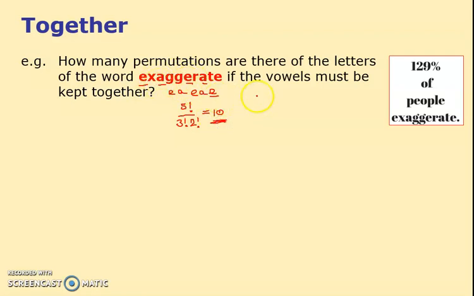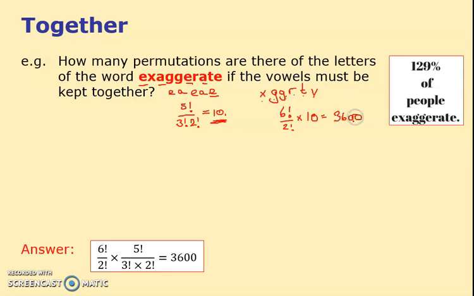Now, if I have my vowels now, what else have I got? I've got an X, a G, an R, and a T. And of course my vowels. I'll put a V. V is quite handy as a vowel letter there. So 1, 2, 3, 4, 5, 6. 6 factorial. Oh, there's 2 G's, divide it by 2 factorial. Don't forget to times by this 10 number I've got here. So what is that as an answer? I get 3,600. Good, 3,600 seems to be the answer.